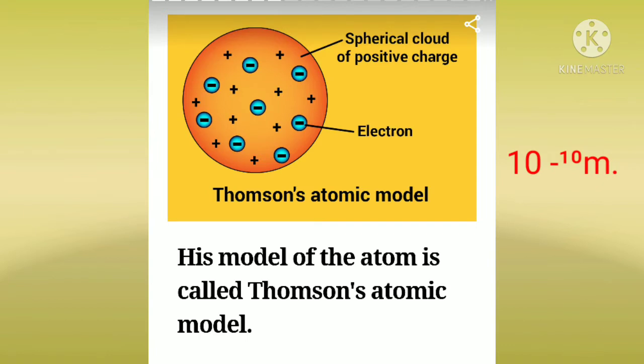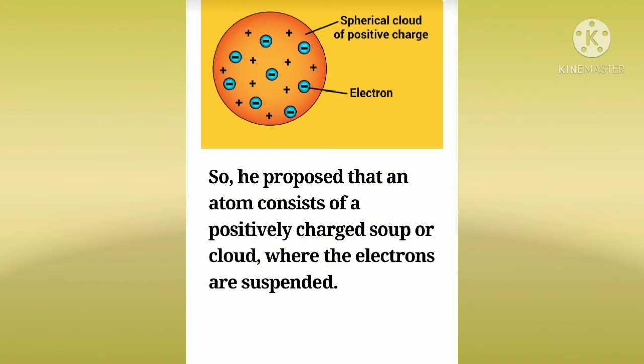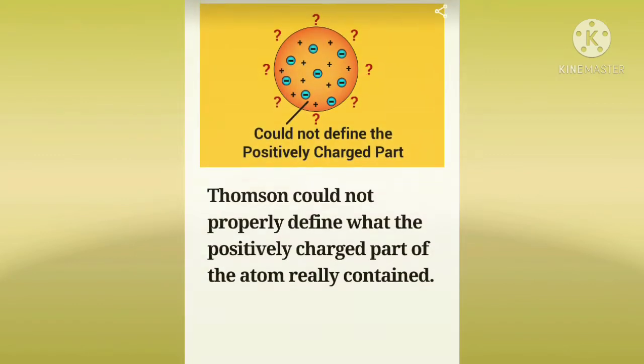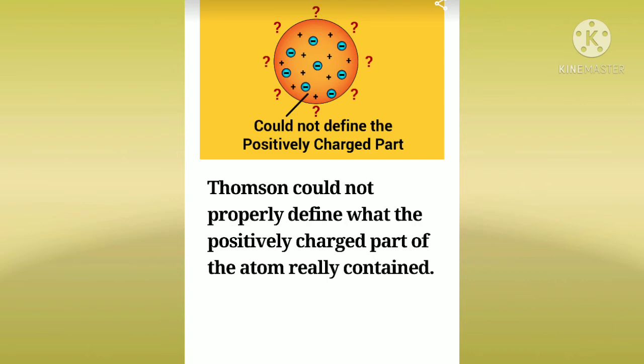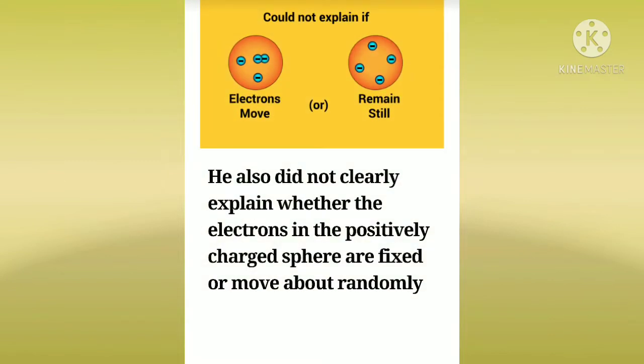He proposed that the positively charged particles are uniformly distributed, with the electrons arranged in a way that the atom is electrically neutral. But Thomson could not define what the positively charged part of an atom really contained. He also did not clearly explain whether the electrons in the positively charged sphere are fixed or move about randomly.